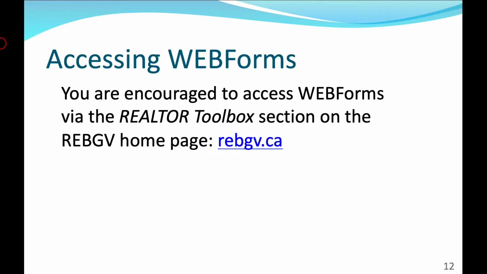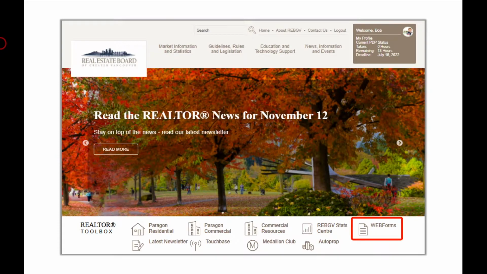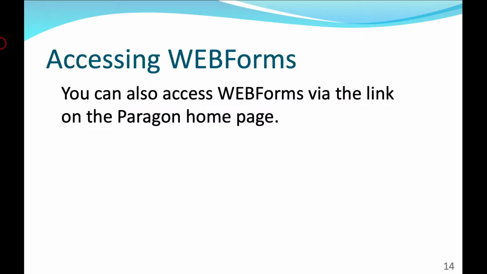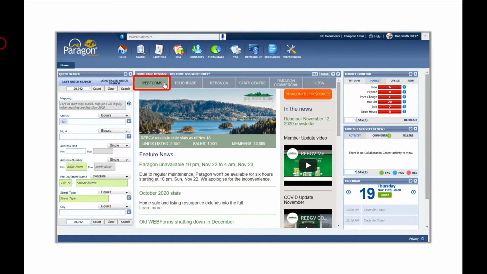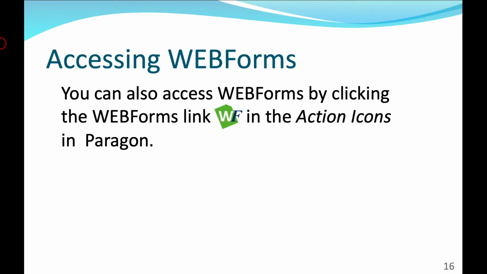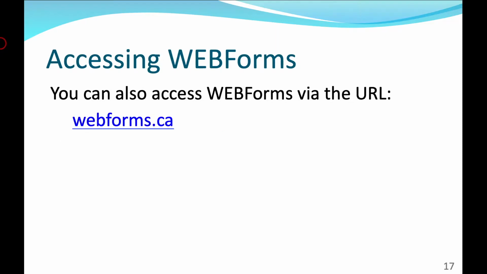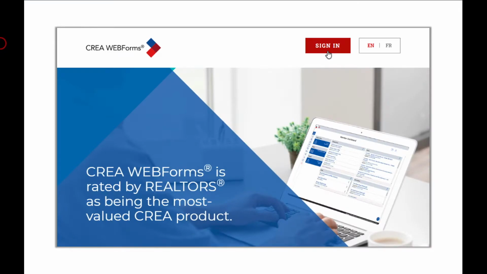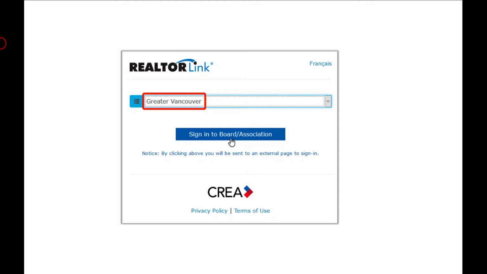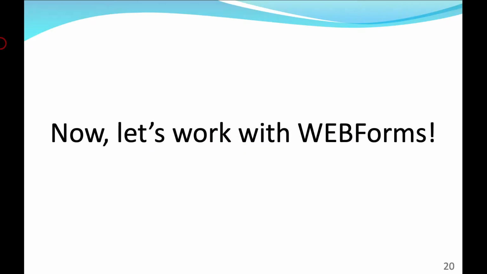So you're encouraged to access WEBForms via the Realtor Toolbox section on the REBGV homepage. And that's the flashing red box. You can also access WEBForms via the link on the Paragon homepage. Again, the flashing red box. And you can also access WEBForms by clicking the WEBForms link in the action icons in Paragon. You can also access WEBForms via the URL, webforms.ca, where you will sign in using your REBGV credentials. Now let's work with WEBForms.